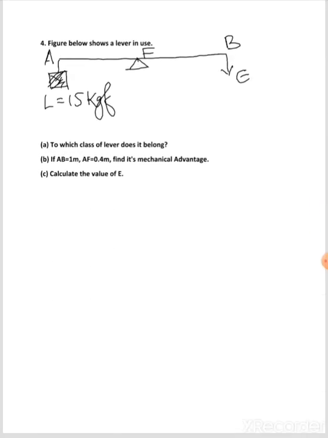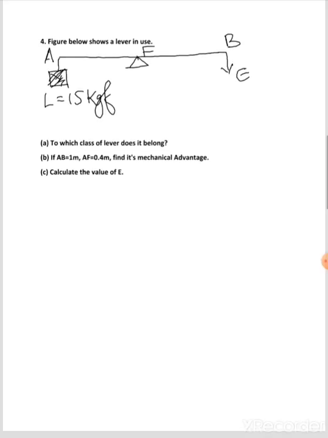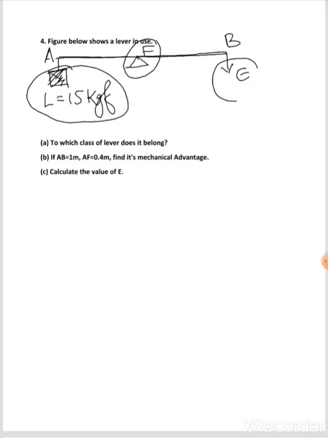All right. Now let's move to the next question, question number 4. The question says the diagram below shows a lever which is in use. So here you can see a long lever. AB is the lever, and here you have the fulcrum, and here you have the load which is 15 kgf, and here you are applying the effort.